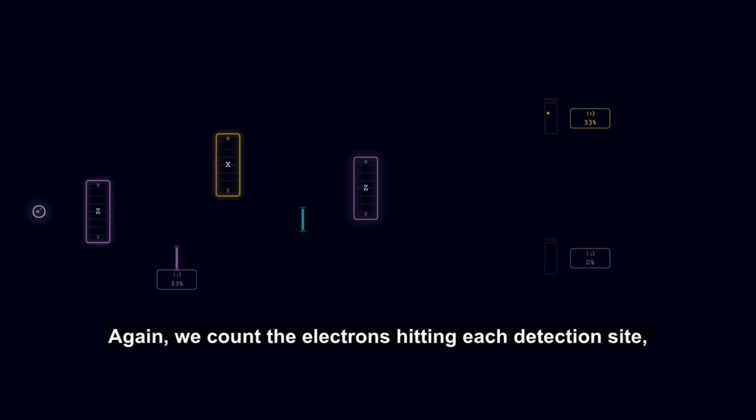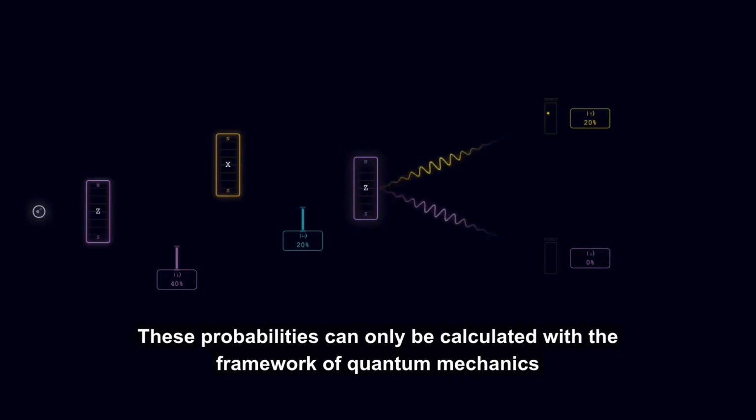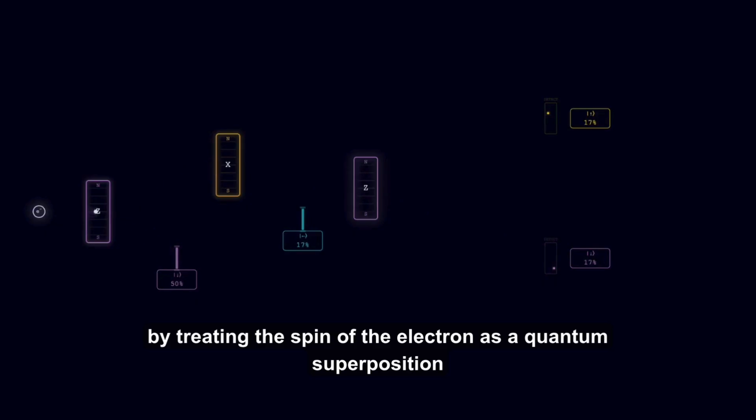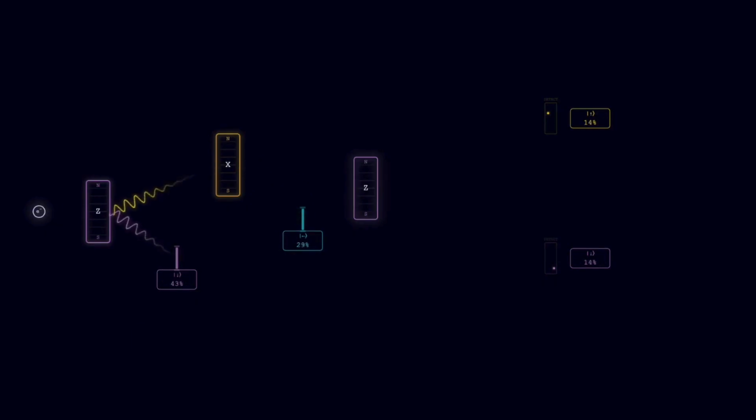Again, we count the electrons hitting each detection site, and we compute probabilities as we shoot more and more electrons. These probabilities can only be calculated with the framework of quantum mechanics, by treating the spin of the electron as a quantum superposition of two states on different stages of the experiment.